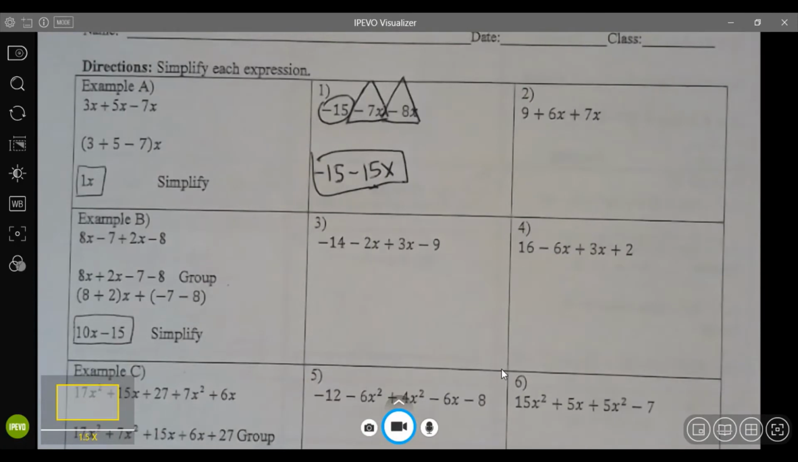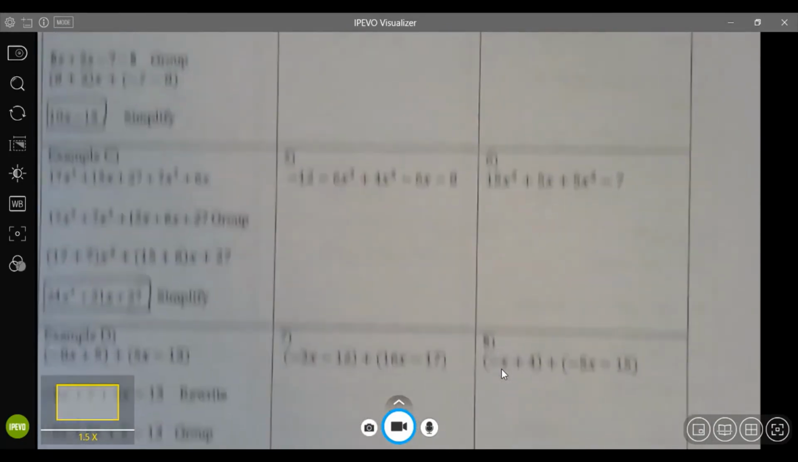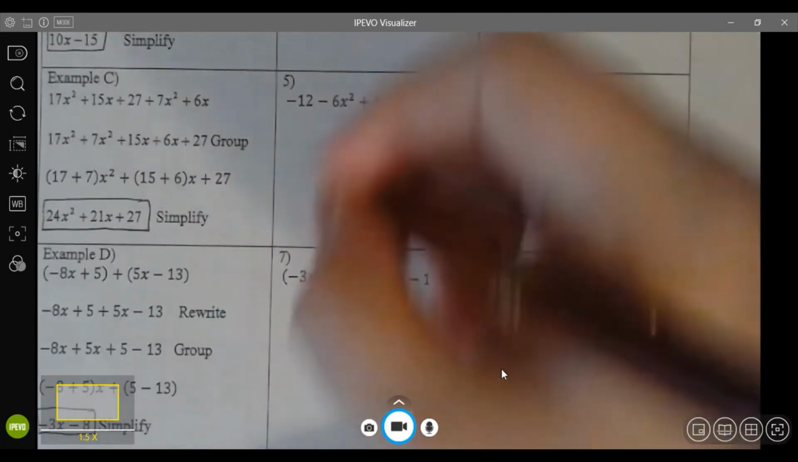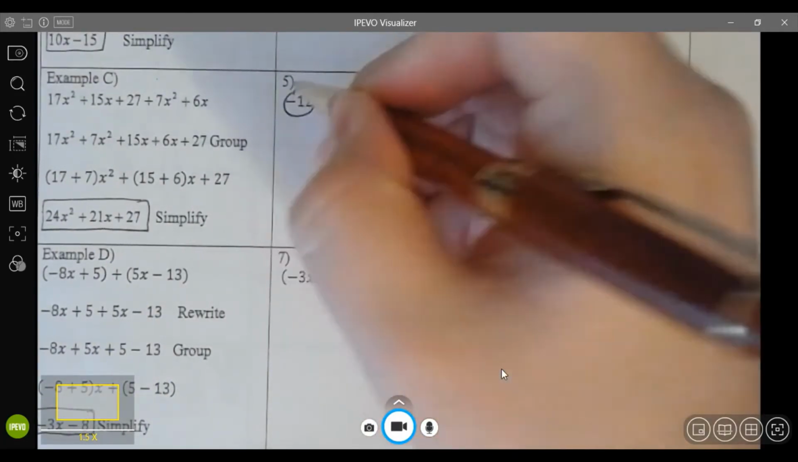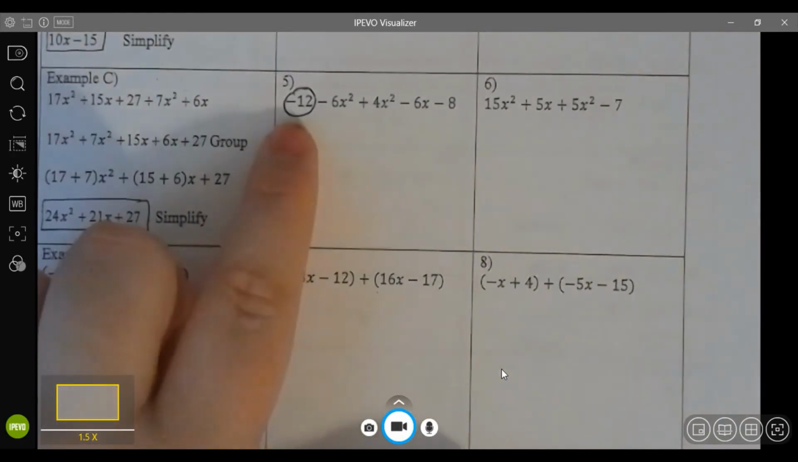Let me do another one with you. Let me show you one like number 5. In 5, we have -12 minus 6x squared plus 4x minus 6x minus 8. Whole lot there. But if you draw your shapes, I like to call it coding the problem out, then you can combine your shapes that are the same. So in 5, let's say we use circle for -12. So anything else that's just a number with no letter, I'm going to put a circle around. But you have to include the sign, like I included the negative sign here.